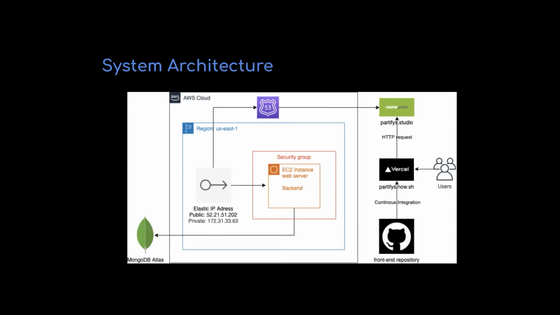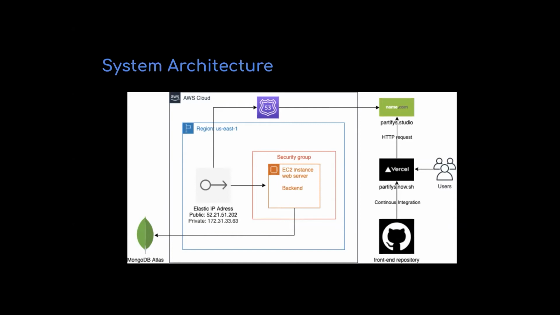AWS Route 53 is used to register our IP address to the human readable format. We bought a domain from name.com and used Partifys.studio as our backend URL. For the backend, to make it easier to set up, we use MongoDB Atlas as it provided easy environment setup in the cloud and 500 MB storage.